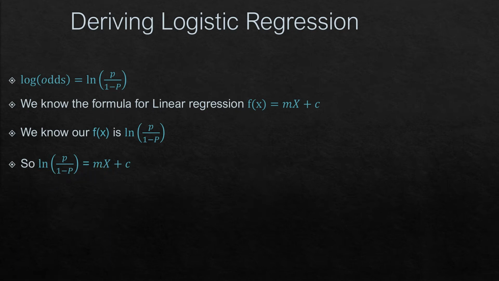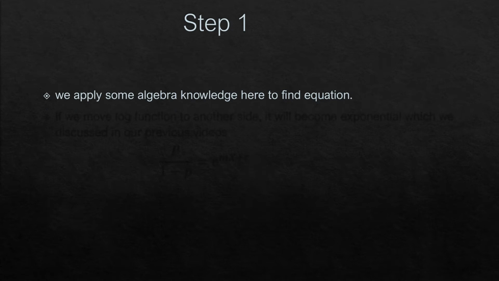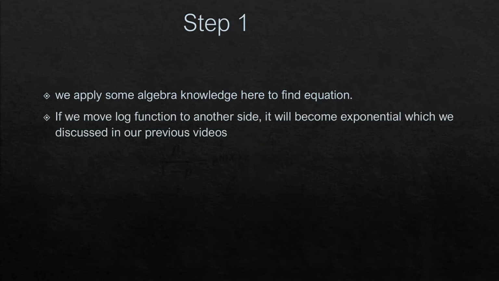As I said, we need to apply some algebra knowledge here. If we move the log function to the other side, it will become the exponential, which we already discussed in our previous videos, right? So for the equation log of p by 1 minus p equal to mx plus c, when we move the log to the other side, it becomes the exponential, which is nothing but e to the power of mx plus c.